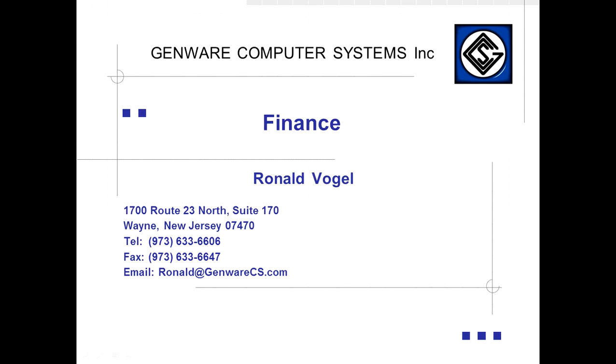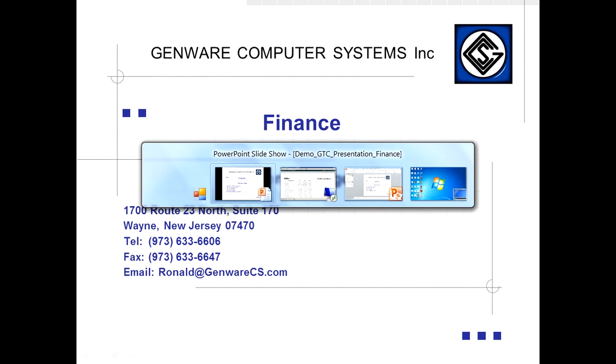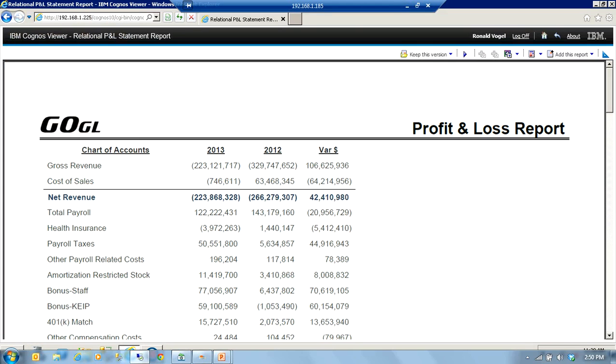In the following demonstration, we will take a look at how IBM Cognos financial data is accessed by Tibco Spotfire, and some of the ways we can interact with this data using Spotfire's various visualizations and capabilities. To start, I'd like to take a look at the financial report we will be working with in this demonstration. This is an example of a standard profit and loss financial statement created with IBM Cognos Report Studio.